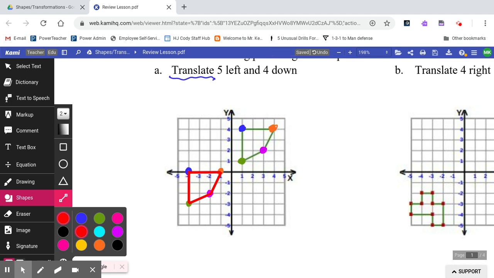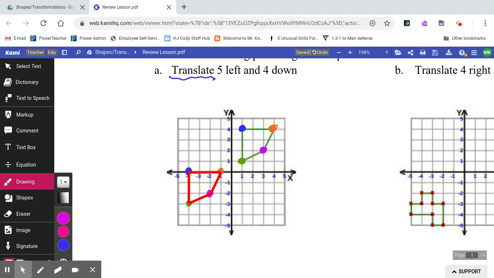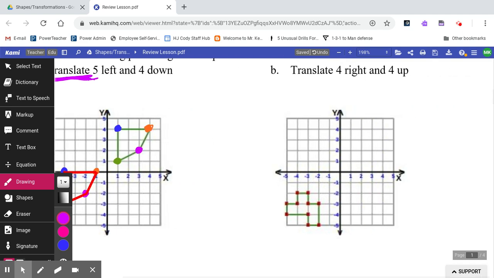You'll notice that my new shape looks exactly the same as my old shape. It's just been moved over and down. It's important to recognize that when translating, the shape doesn't change. It should be the same size, same angles, just in a new spot. Wonderful. If you want to try B on your own, I would do all those corners. There's a lot of them. You're going to translate it 4 to the right and then 4 up. And I'll let you try that on your own.